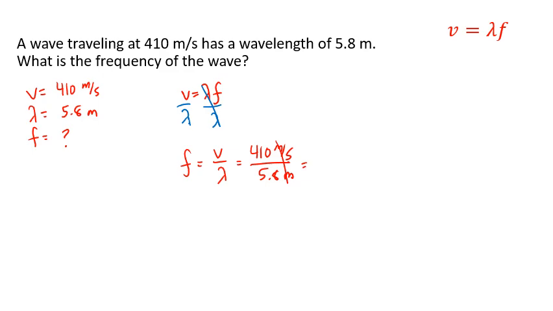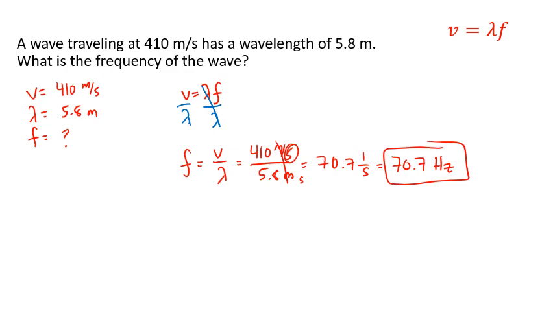Here our meters cancels out, and it leaves us with a frequency of 70.7. And this seconds, remember, it's divided by, so it's actually down here on the bottom. So this is 1/seconds, which equals the same thing as 70.7 hertz. So that's going to be our answer here.